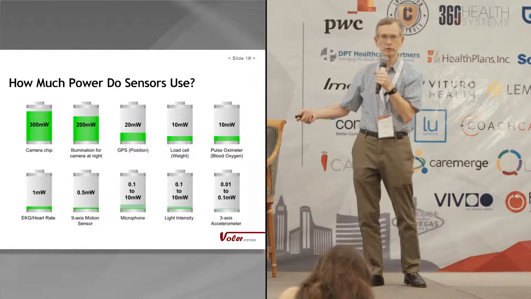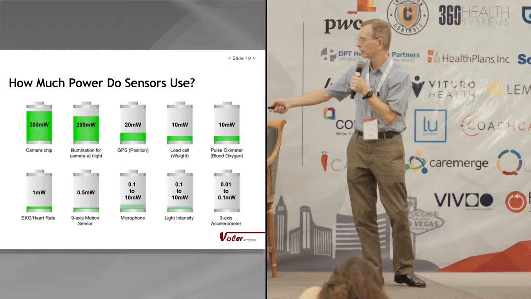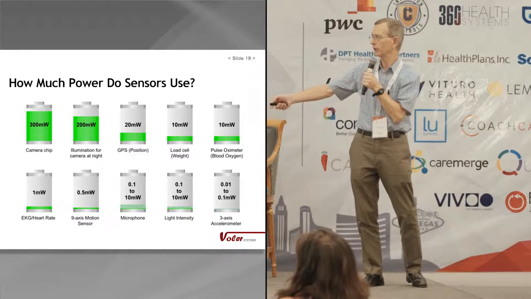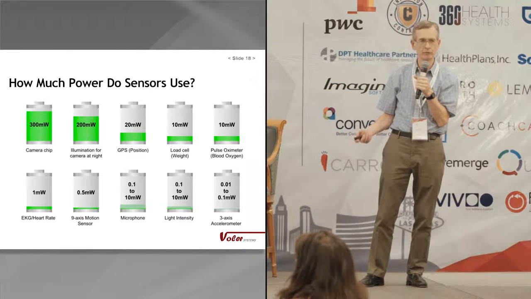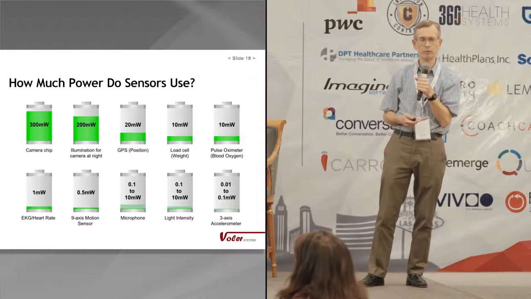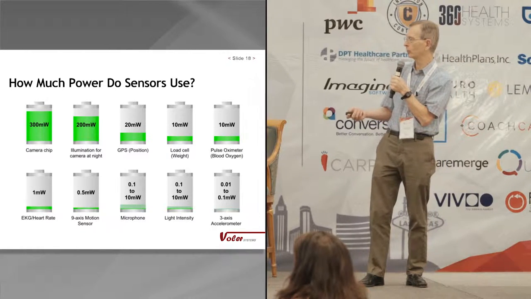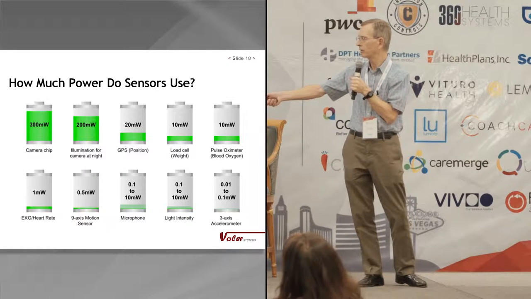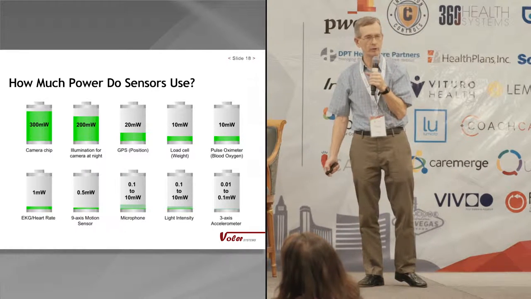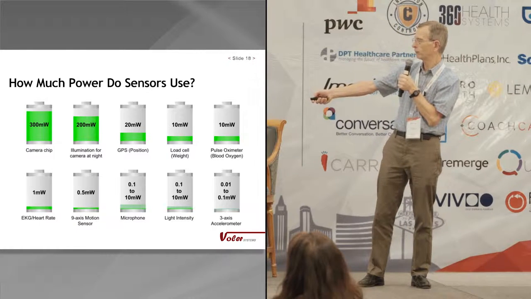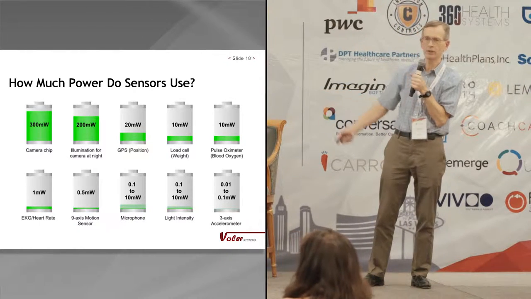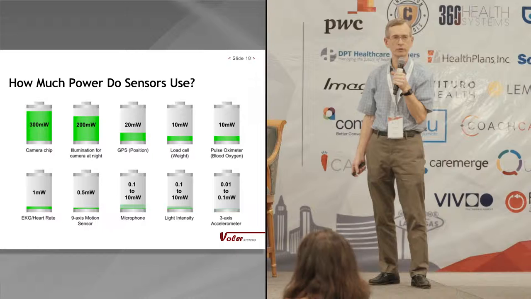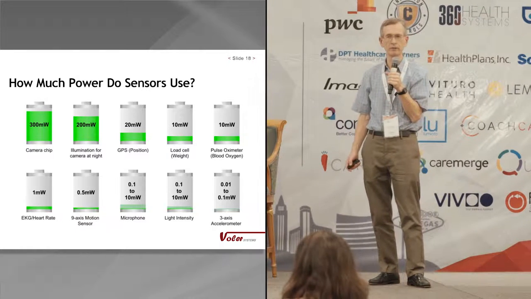At that low power, you can see why it's popular. And then microphones, they vary from a tenth of a milliwatt to 10 milliwatts. It depends upon what type you use, but they can be very low power. And measuring light intensity is very economical. But the very lowest energy is a 3-axis accelerometer, which is what was in the original Fitbit.